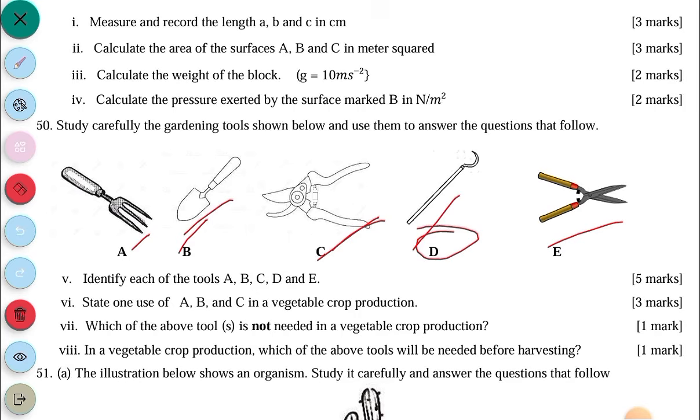Then question two says which of the above tools is not needed in vegetable crop production. So the long sickle is not needed in vegetable crop production, which is also known as go to hell. So the next one says in vegetable crop production, which of these tools is needed before harvesting?